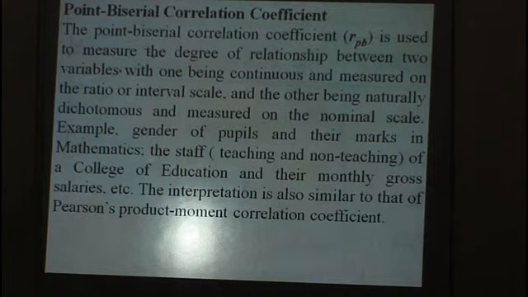for example, gender of pupils and their marks in mathematics. You can see that the gender of pupils is a natural dichotomy, whilst the marks obtained by pupils in mathematics is continuous.